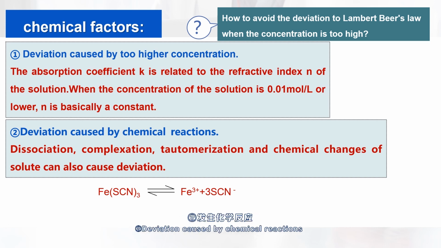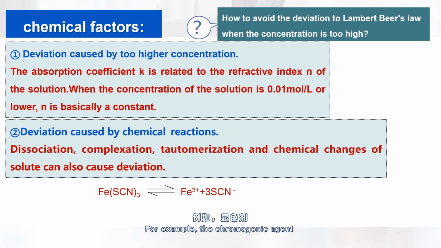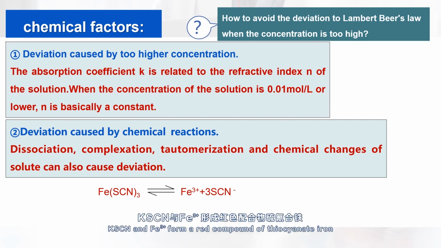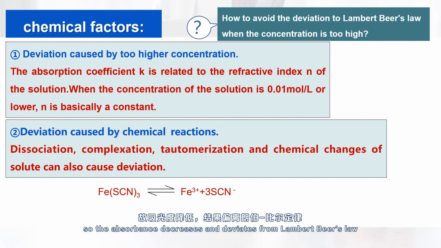2. Deviation caused by chemical reactions. Dissociation, complexation, tautomerization, and chemical changes of solute can also cause deviation, and the dissociation of color compounds is a major chemical factor. For example, the chromogenic agent potassium thiocyanate and ferric form a red compound of thiocyanate iron, which has a following equilibrium equation. This gives rise to the reduced concentration of thiocyanate iron, so the absorbance decreases and deviates from Lambert-Beer's law.